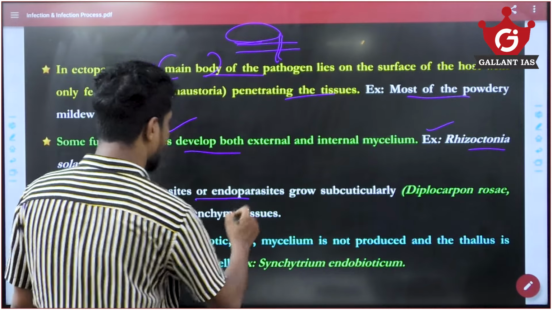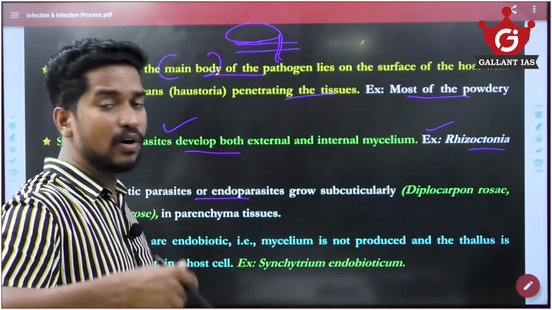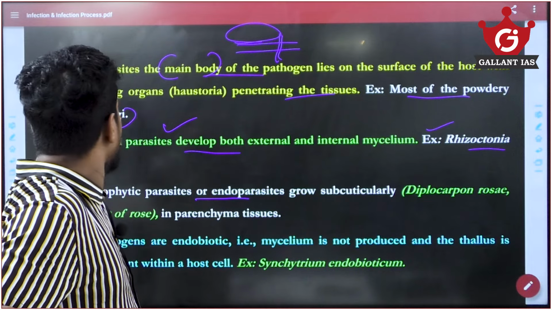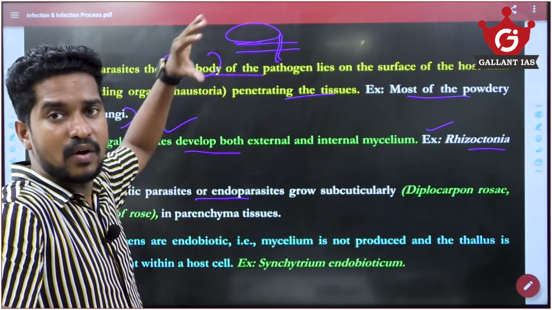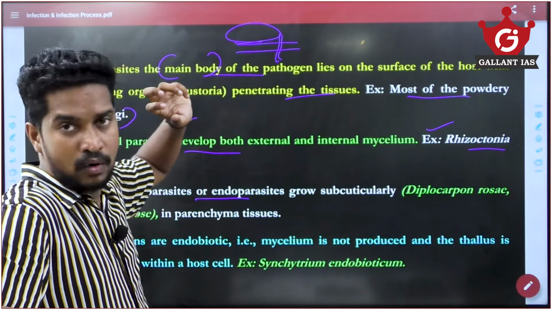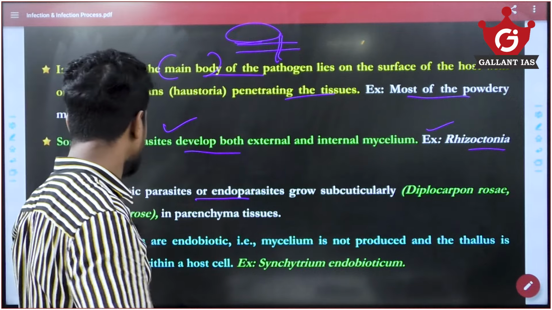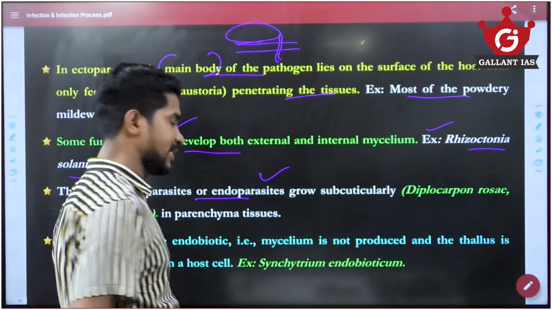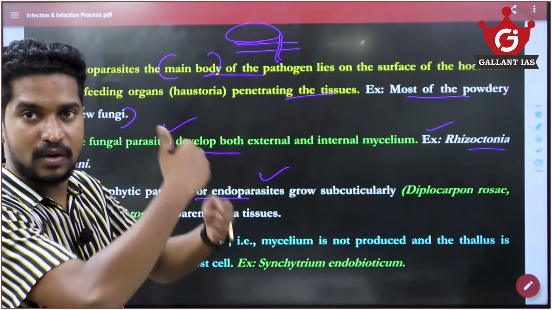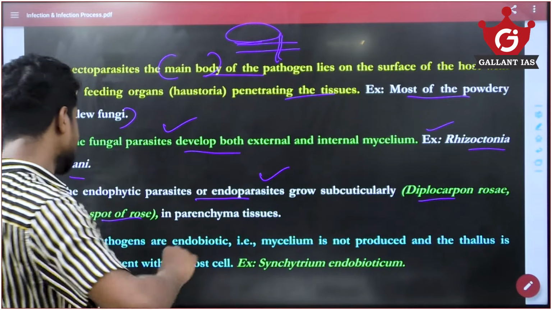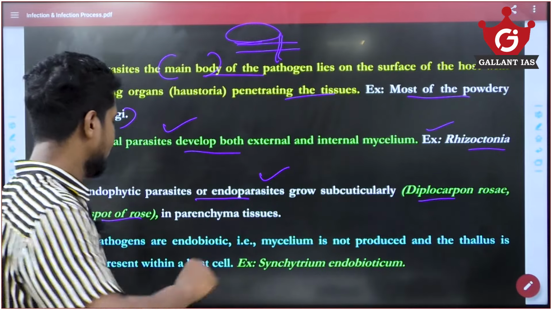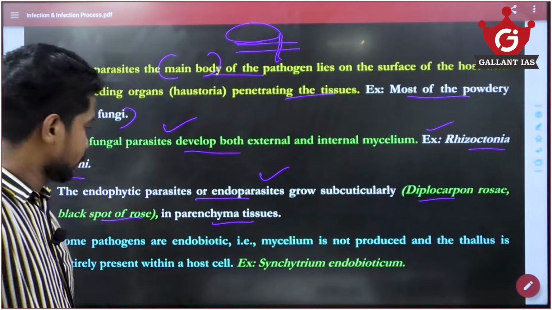The endophytic parasites, or endoparasites, grow subcuticularly. So, ectoparasite means the main body is on the surface of the host, while endoparasites grow below the cuticular level, for example Diplocarpon rosae, which causes black spot of rose in parenchymatous tissue.